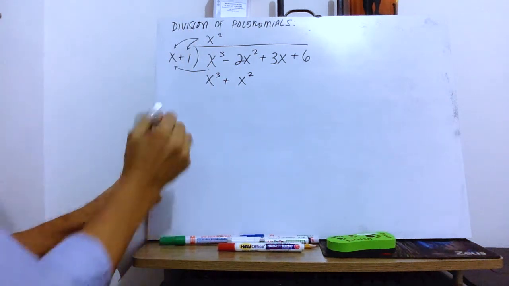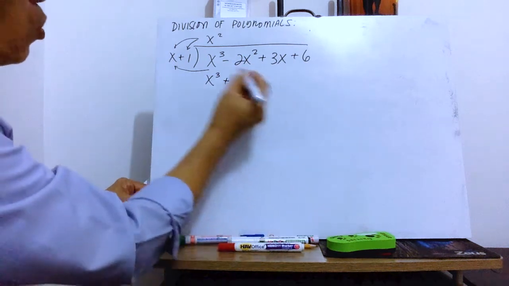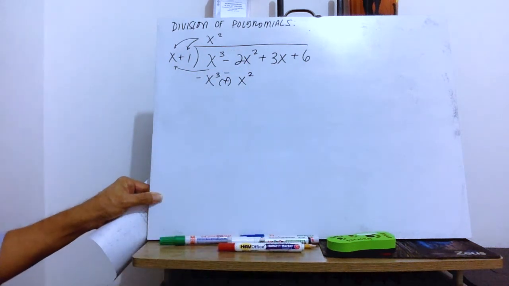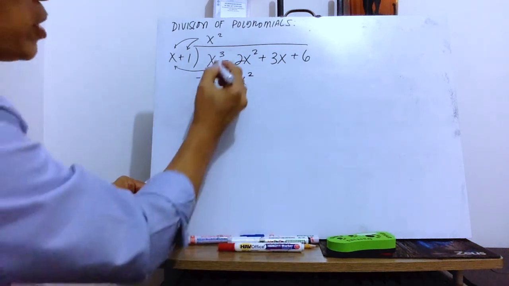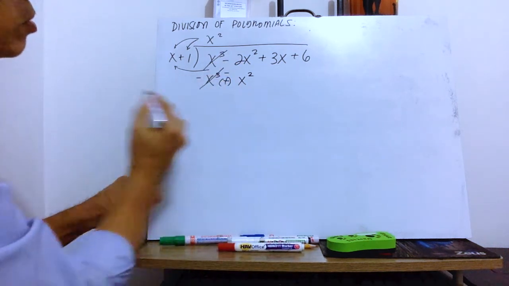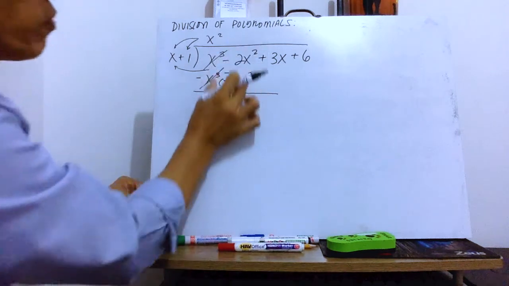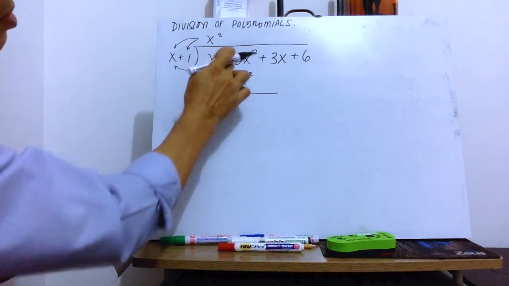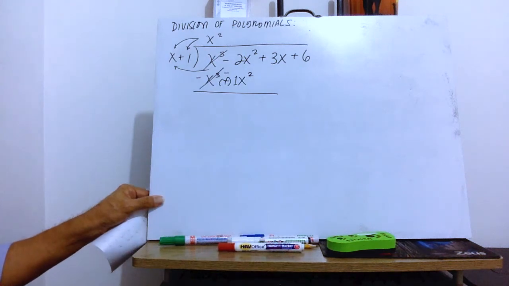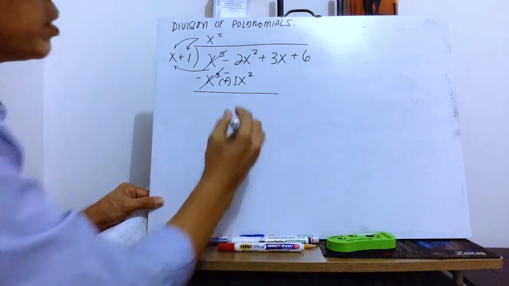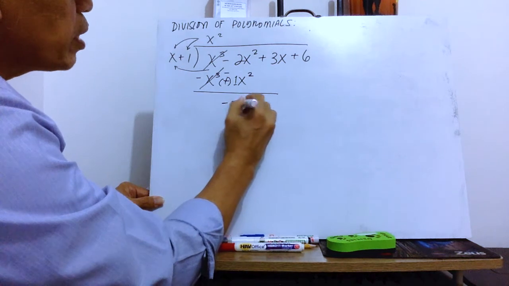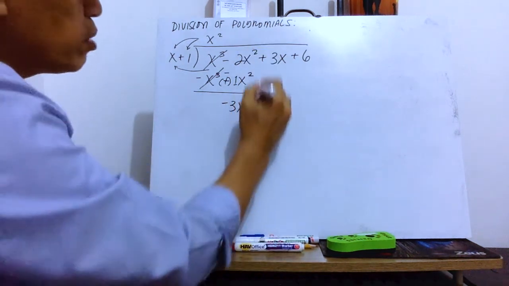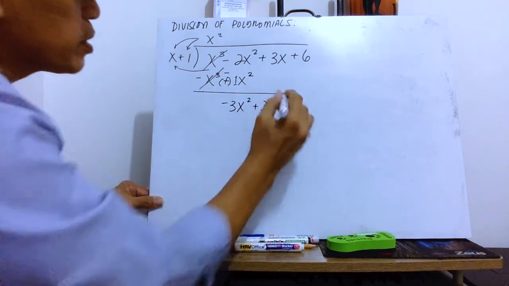Next step, we change the sign. We make this negative, we make this negative, of course. So this cancels out. Let's simplify this. What is negative 2 and negative 1? You're adding it actually. So negative 2 plus negative 1, that's negative 3x squared. Then bring down the next term, plus 3x.